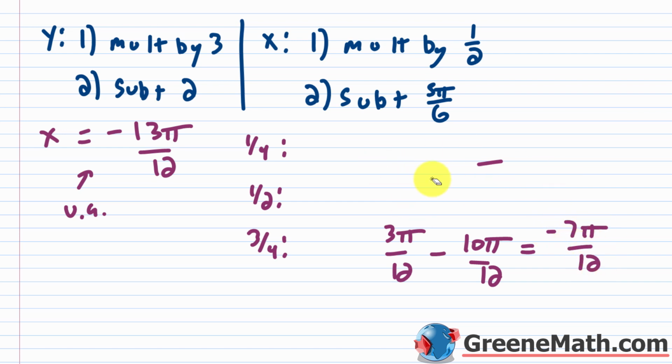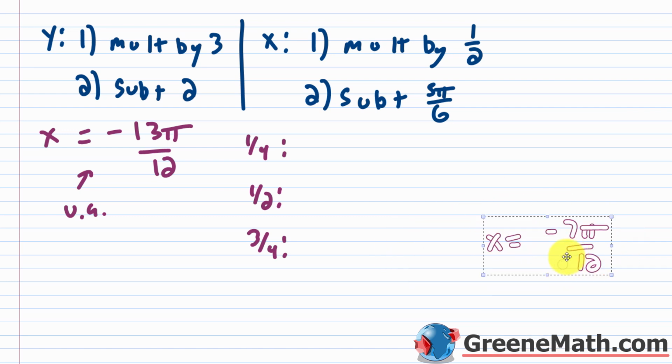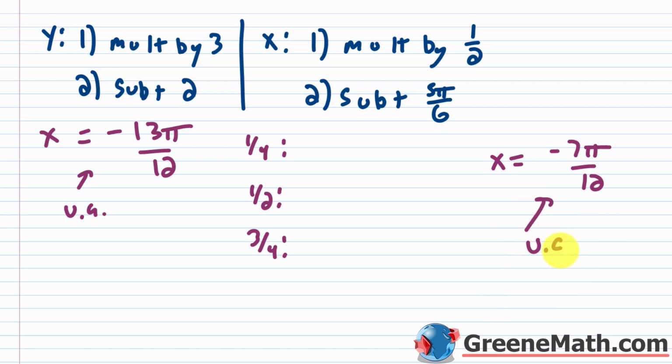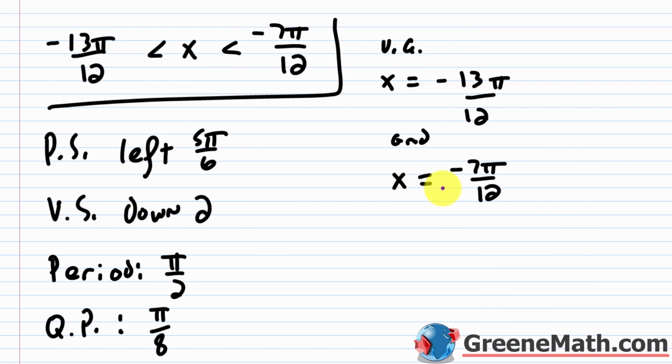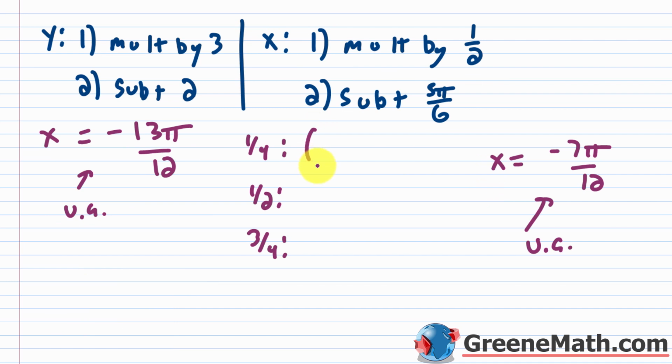So let me get rid of that and just say that x equals negative 7 pi over 12. That would be our other vertical asymptote that we're finding. So let me put that this is our vertical asymptote. Again, coming back up, x equals negative 7 pi over 12. In terms of the points, let's go through those real quick. And let's just do the x part first, because it's a little bit more challenging.